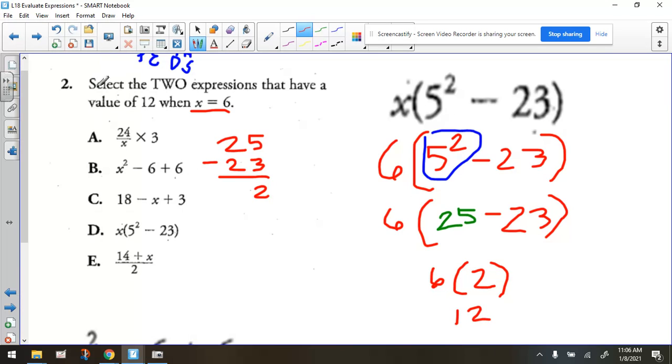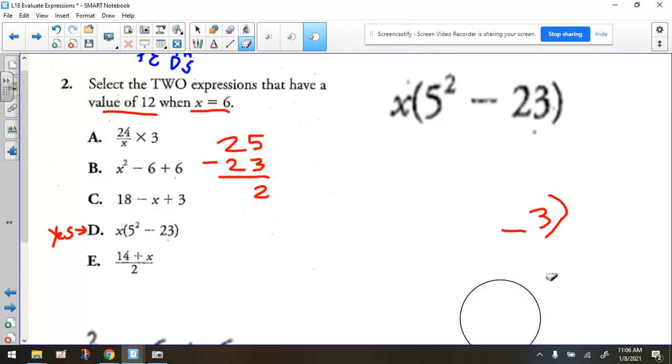Now, they were asking us to select two expressions that have a value of 12. This does have a value of 12 when you put a 6 in the place of x. So this is a yes. You're going to pick D. Now, let's look at choice A to see what that might look like. And then hopefully you'll know how to do the rest on your own.